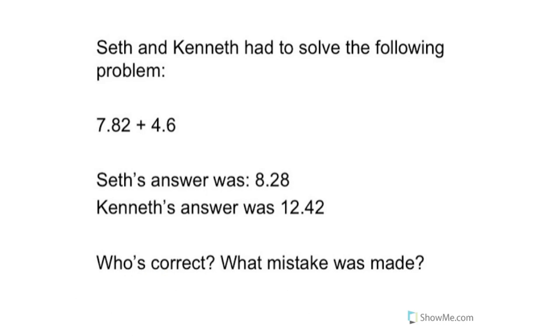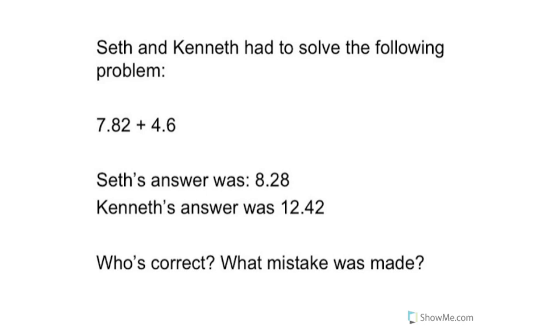Now that we have gotten this far, let's go ahead and do a word problem and see if you can figure it out. Seth and Kenneth had to solve the following problem. 7 and 82/100 plus 4 and 6/10. Seth's answer was 8 and 28/100. Kenneth's answer was 12 and 42/100. Who's correct? And what mistake was made?